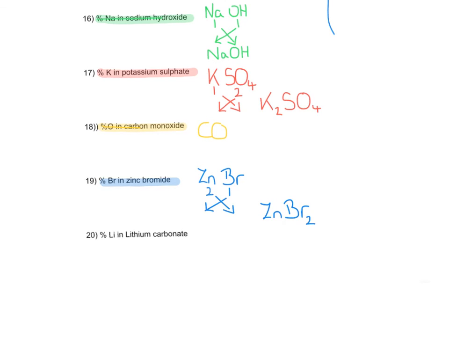The last one then we're asked for is the percentage of lithium in lithium carbonate. And again, I need the formula for lithium carbonate. Lithium's found in group 1, so it has a valency of 1. Carbonate's listed on the back of the periodic table as a CO3 2- ion, so it has a valency of 2. When I cross and drop, I find that the formula for lithium carbonate is Li2CO3.